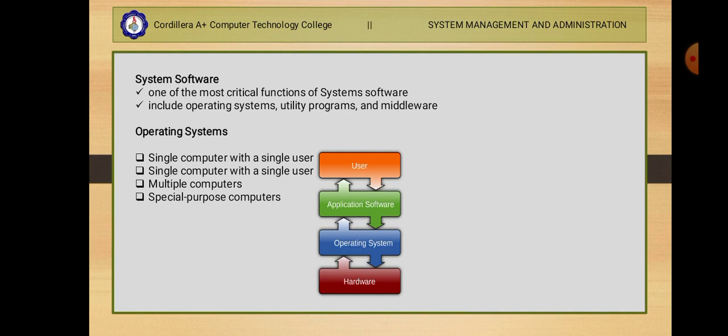So, you have also here the special purpose computers. Itong system na to is typical of a number of computers with specialized functions, such as those that control sophisticated military aircraft, mga space shuttle, and some of the home appliances.